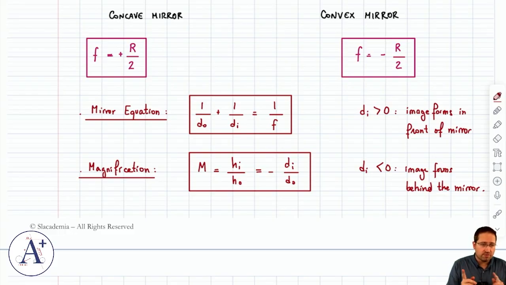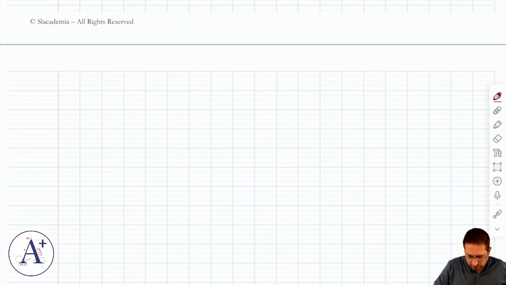So you have to be very careful in not only watching your signs, but interpreting the sign of your answer and what it means based on what you have. Do you have a mirror? Do you have a lens? Okay. All right. So that is for mirrors. Let's go over thin lenses, and then we can do a couple problems.